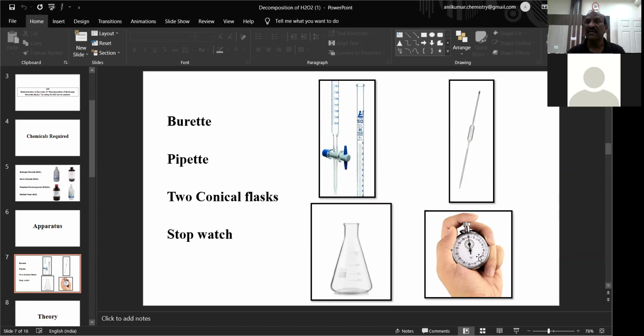Then a stopwatch or a clock, I mean a wall clock or cell phone. You have to take the time, it is very important. You have to maintain the time to calculate the rate or order. So here you see these are the operators. Up to here is clear.